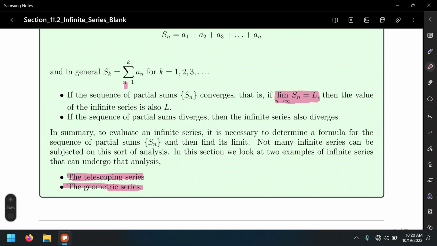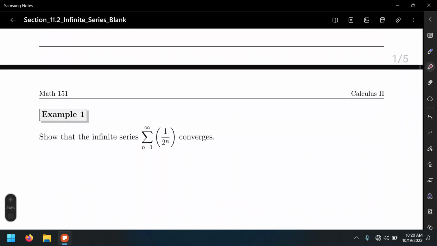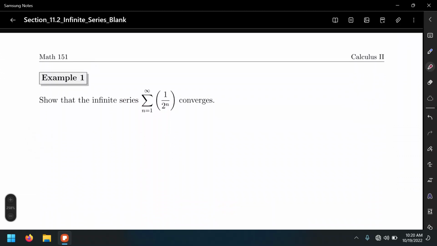All right. So let's have a look at one example of why this is simply not practical to do. Let's show that the infinite series sigma n equals 1 to infinity of 1 over 2 to the n converges.